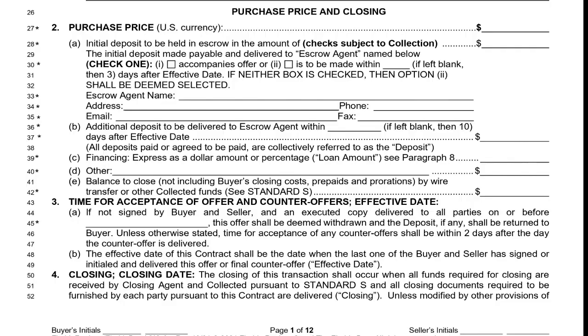Okay, we go to purchase price. That's self-explanatory. We go to escrow. That is self-explanatory. Let's talk about timelines. On all the timelines that you see here, where it says on line 30, if left blank, then 3 days, you want to fill in the time, always. You don't want to leave anything blank.